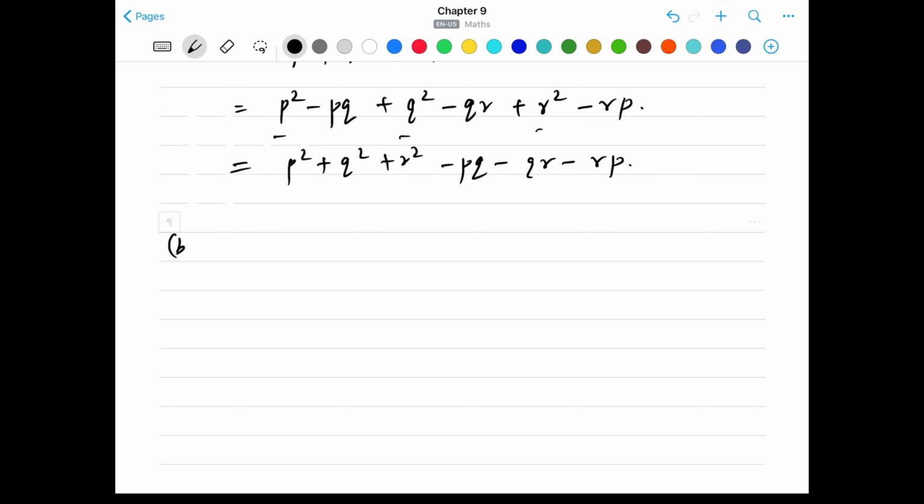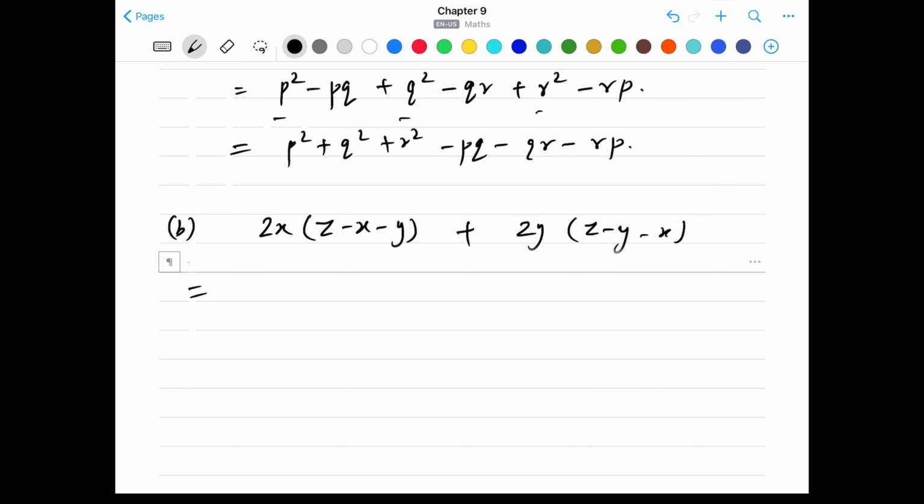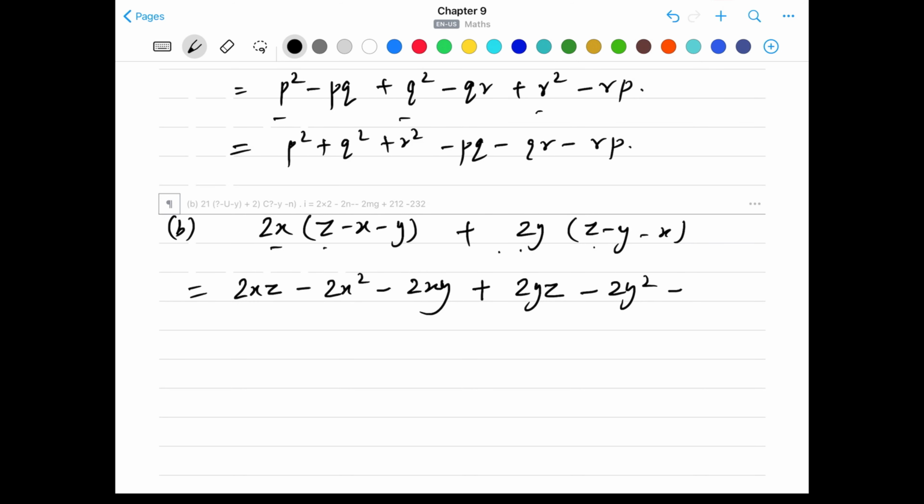Okay, now let's see part B of question number 5. Here we have 2x multiplied to z minus x minus y, and we have to add this to 2y multiplied to z minus y minus x. We are going to simplify them first and then add them. So 2x into z will be 2xz, 2x into minus x will be minus 2x square, and 2x into minus y will be minus 2xy. Then we have plus 2y into plus z will be plus 2yz, 2y into minus y will give us minus 2y square, and 2y into minus x will be minus 2xy.